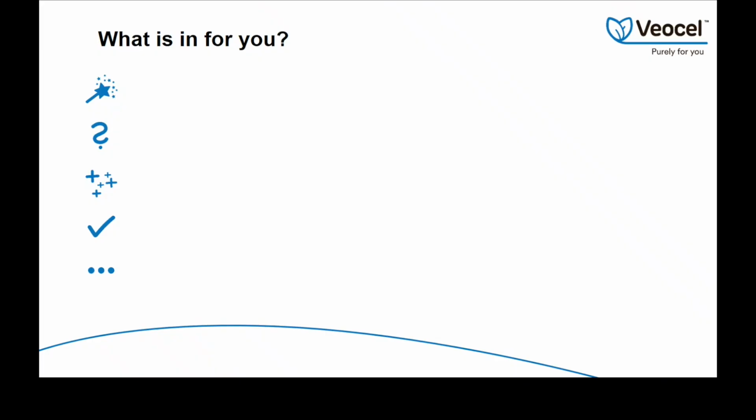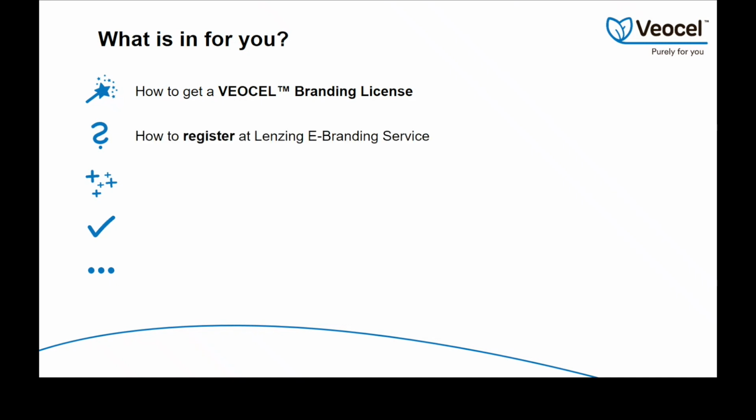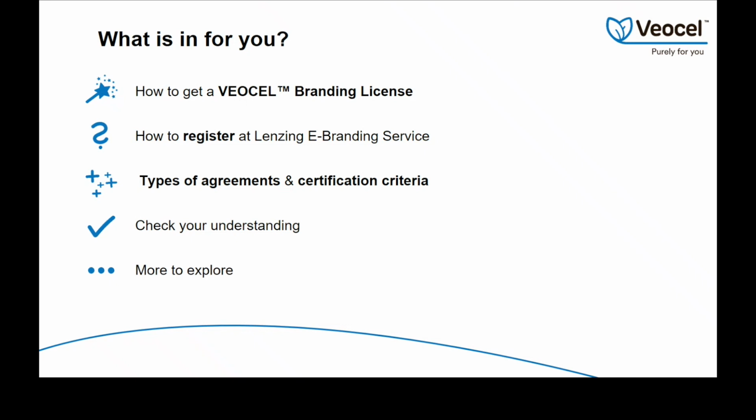What is in for you? First of all, we will explain which branding options our nonwoven customers have at Lenzing e-branding service. In the next step, you will learn how to register at the Lenzing branding platform. Then we will have a more detailed look into the various types of agreements and the certification criteria. A short recap will summarize the most important learnings. And last but not least, we will have a look at more courses to explore.